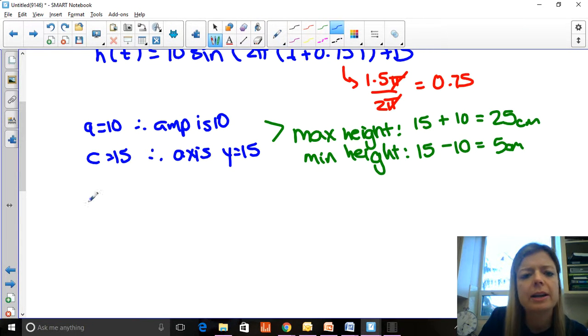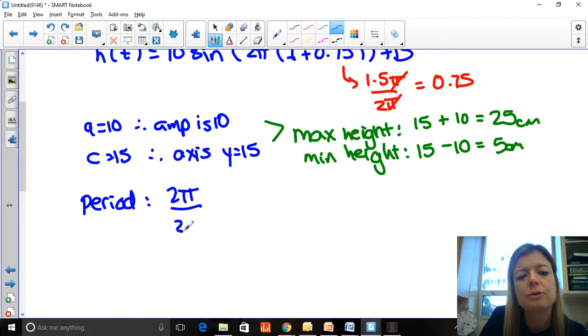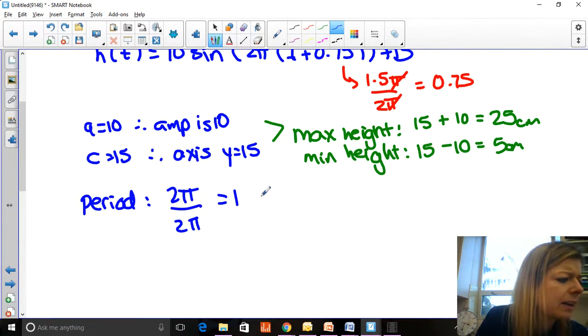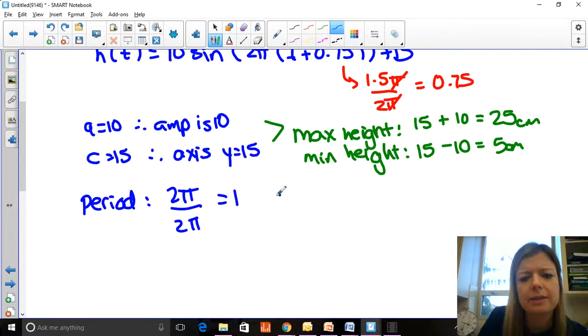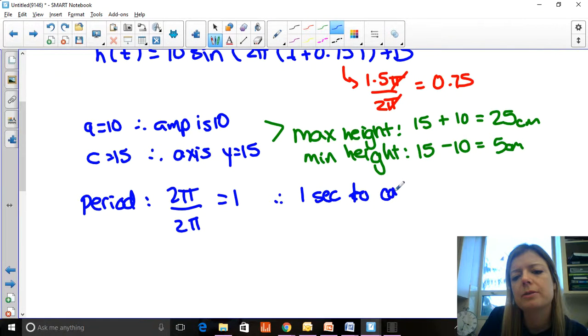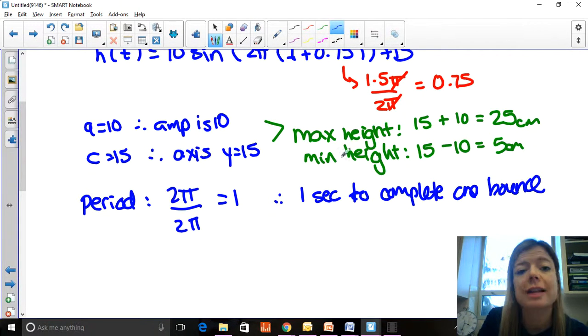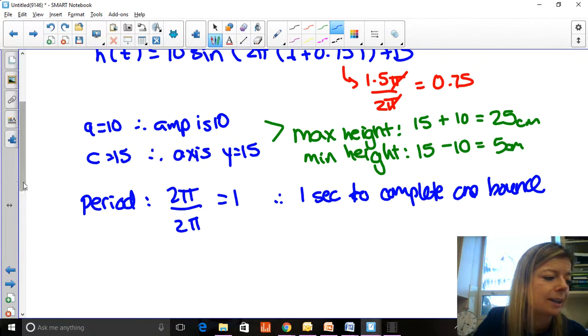Okay, our period is 2 pi divided by k, which is also 2 pi. So that means our period is 1. And t here is in terms of seconds, so therefore it's 1 second to complete one bounce. So therefore, if they want us to model this in the first 3 seconds, it's going to show 3 cycles.